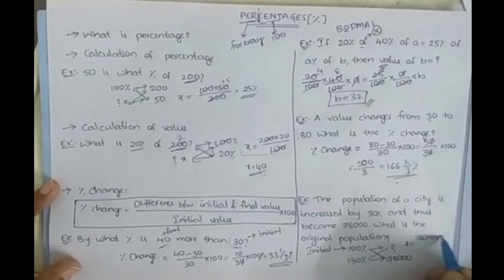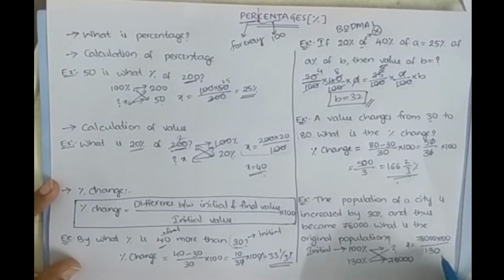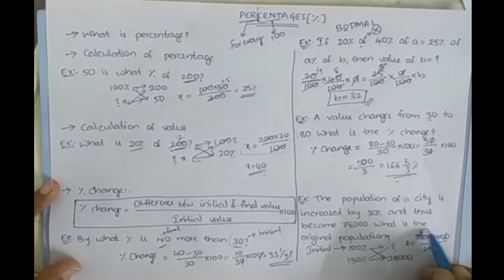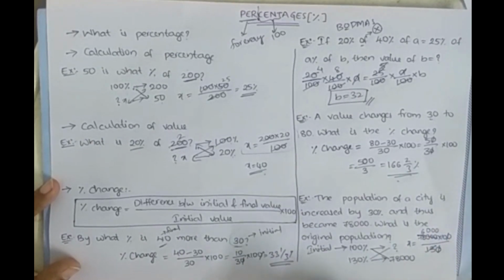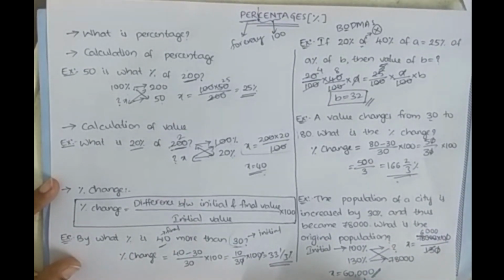So the 0s get crossed. 6 1 2 3, so x becomes 60,000. So the initial population was 60,000.